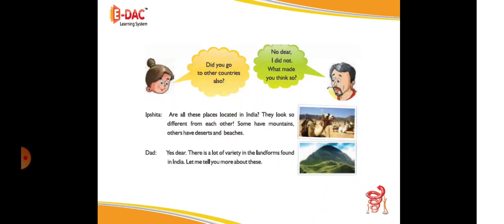Did you go to other countries also? Ipshita asks. Dad: No, dear, I did not. What made you think so? Ipshita: Are all these places located in India? They look so different from each other. Some have mountains, others have deserts and beaches. Dad: Yes, dear. There is a lot of variety in the landforms found in India. Let me tell you more about these.